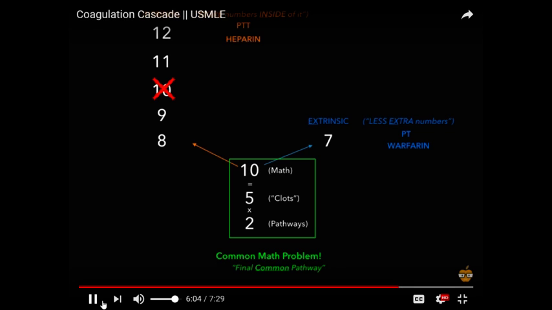So what you need to remember is that if you're presented with a question on your USMLE or your COMLEX that says that someone has a factor 10 deficiency or a factor 5 deficiency, that's going to affect both the intrinsic and extrinsic pathway, because this is the final common pathway. You can remember that in the context of the mnemonic, in that it was the common math problem. Once again, I'm just going to summarize everything from top to bottom really quickly.